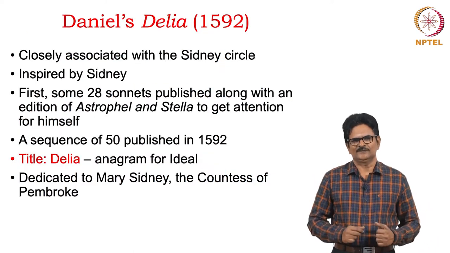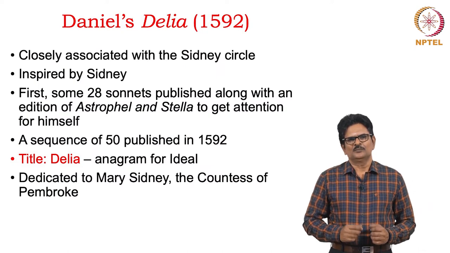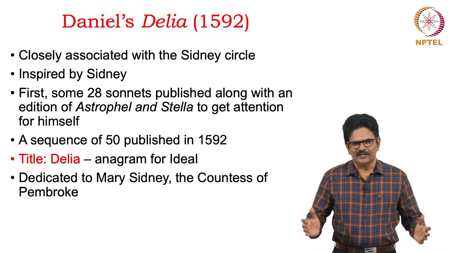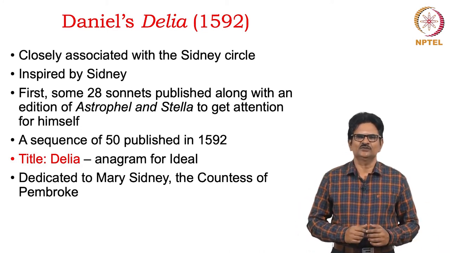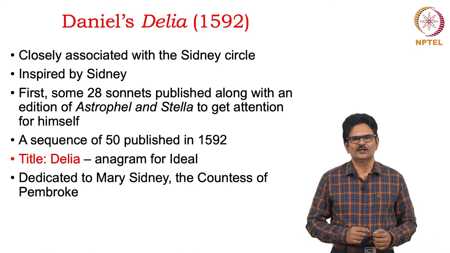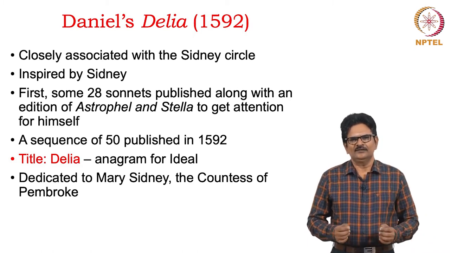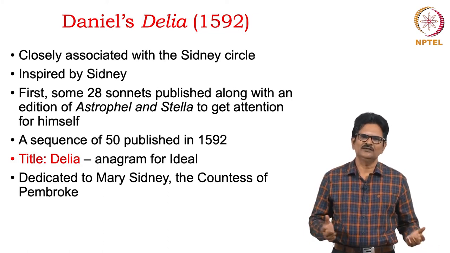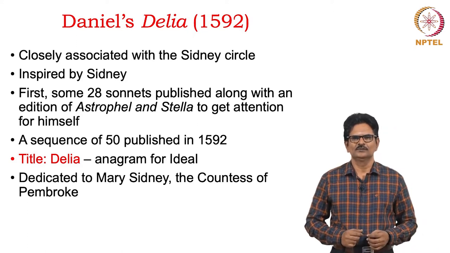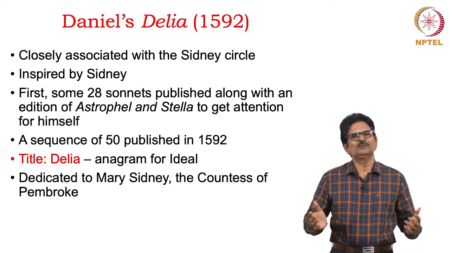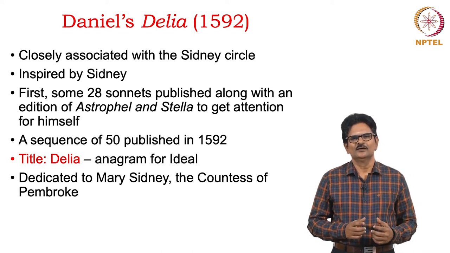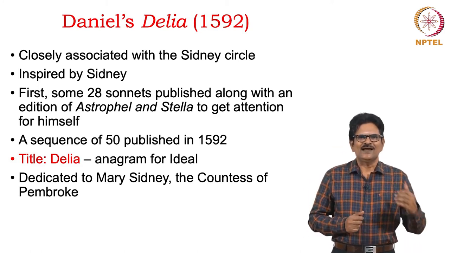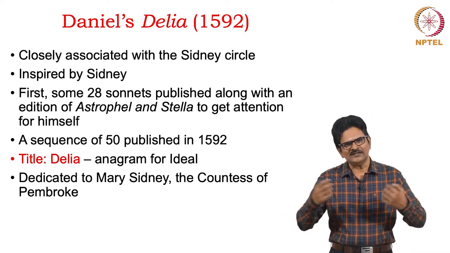The sonnet sequence that Samuel Daniel published in 1592 is called Delia. Daniel is closely associated with the Sydney Circle. And so, it is said this collection of sonnets in Delia was inspired by Sydney's own writings. In fact, when Daniel published his sonnet sequence, he published it along with Sydney's sonnet sequence Astrophel and Stella, more to get attention to himself.